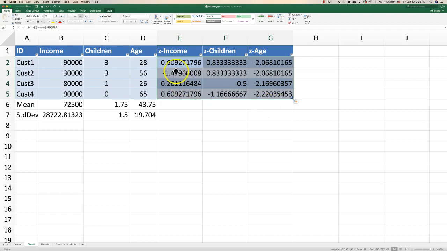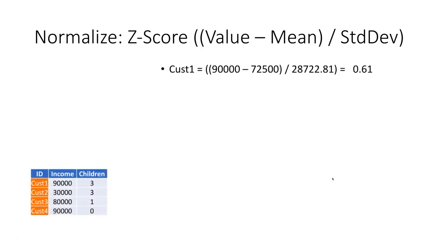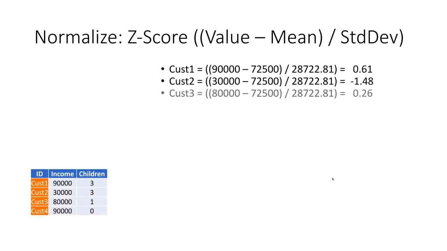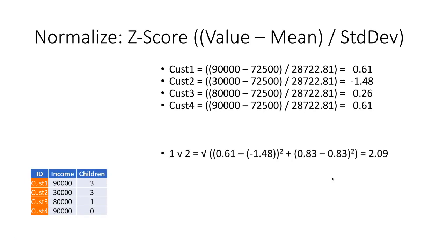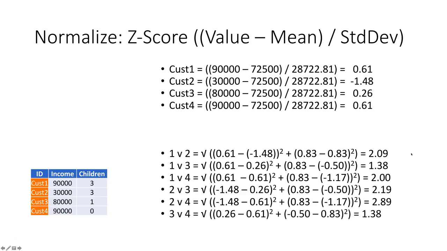Okay, here's all of our z-scores. All of these scores are now on the same scale. So I'm just going to use these in my previous example. Let's go back to that now. Here are the z-scores we just calculated for customers 1, 2, 3, 4. The z-score or normalized values for income and children are represented right here, pulled from that table we just made in Excel. And now my Euclidean distance is 2.09, 1.38, and so forth, you can see.